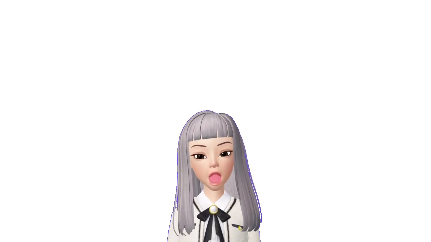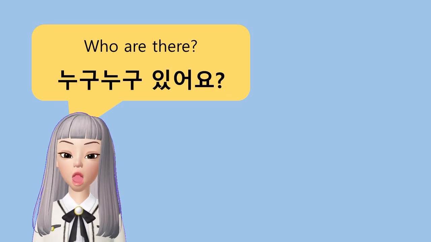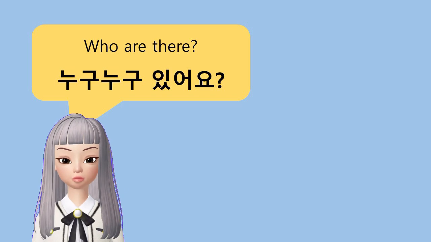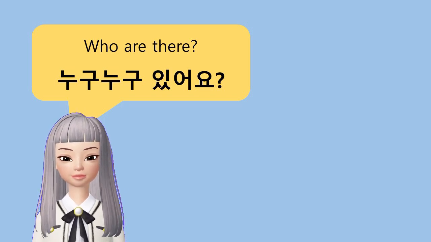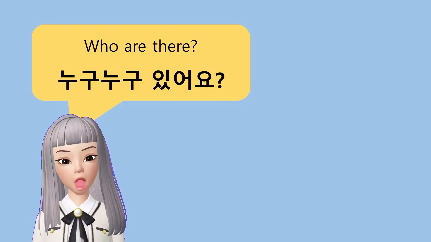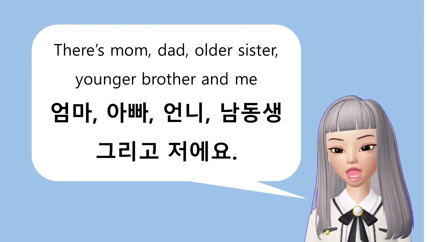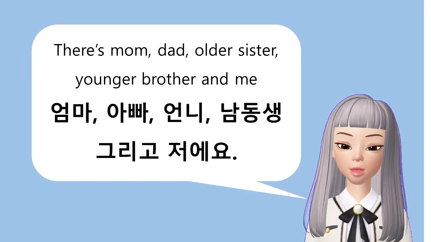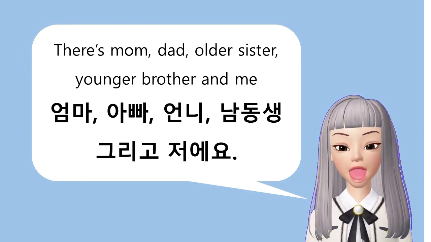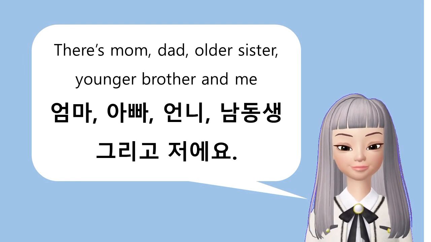Now then, I want to know who the family members are. So let's ask, who are they? 누구누구 있어요? By repeating 누구, you're saying who and who are there. Now let's answer. There's mom, dad, older sister, younger brother, and me. 엄마, 아빠, 언니, 남동생, 그리고 저예요.